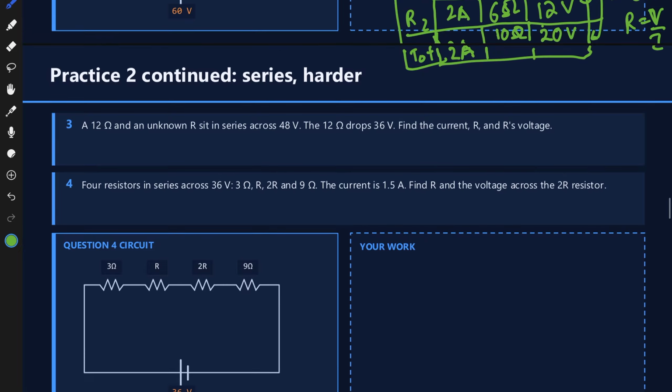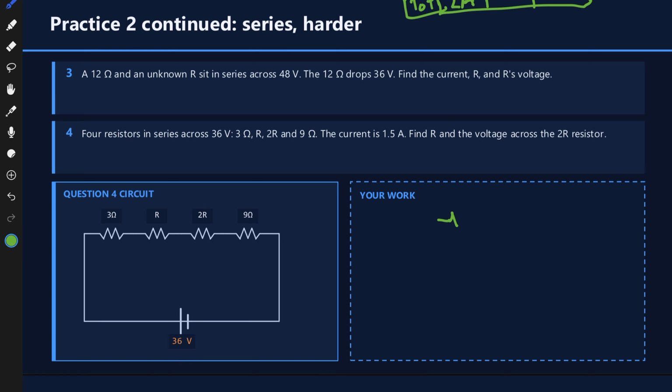So, 12 ohm first, and then unknown. We're given it's R, so I'll just write R here. And what else are we given? We know the total battery, I mean the voltage of the battery. So that's 48 volts here. Okay. And that's it. Okay. So with this, we can use our IRV charts, right?